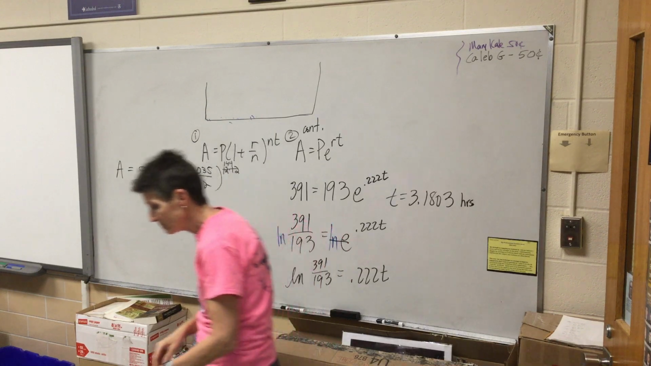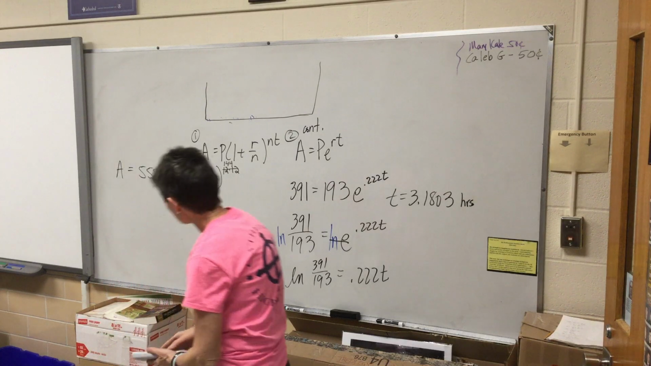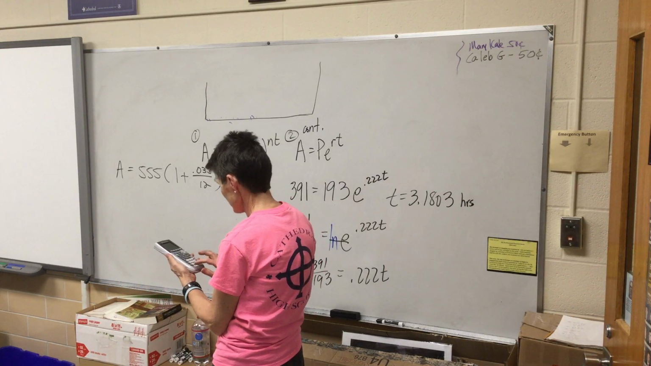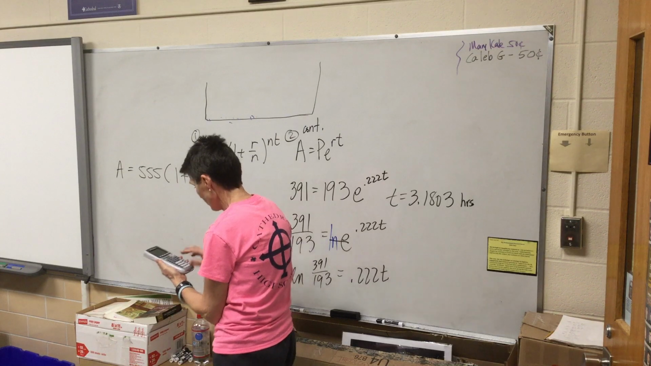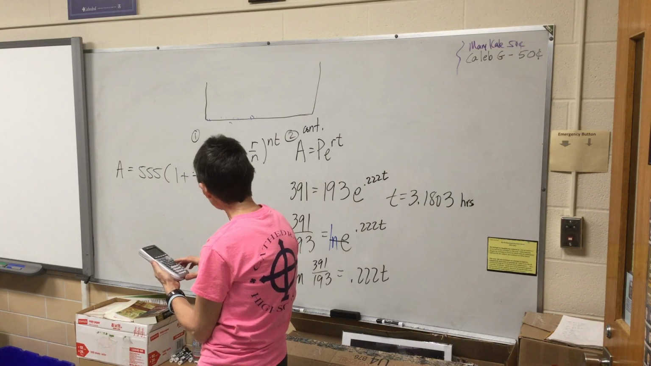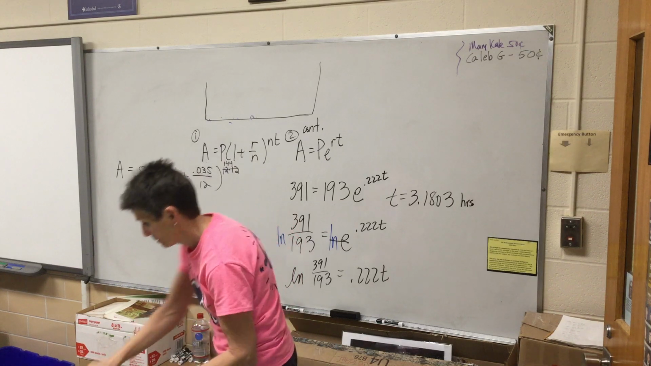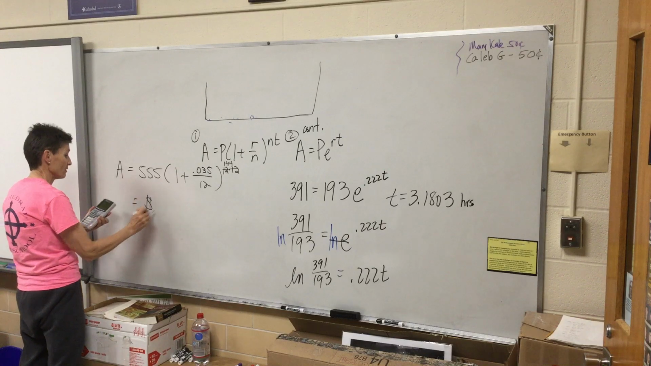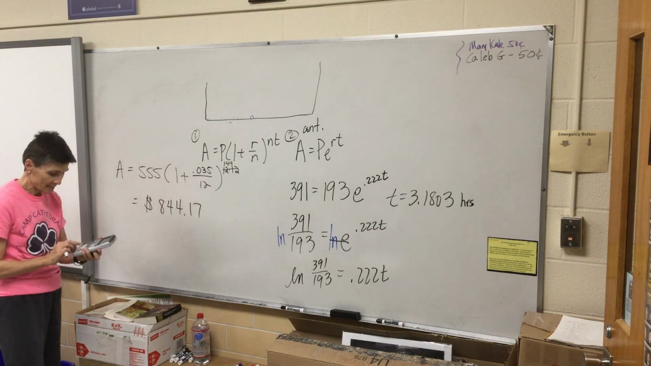Do I need logarithms? No, my friends, we just type it in. So 555 parentheses 1 plus 0.035 divided by 12. Don't forget to close those parentheses and then raise it to the 144th. This is a money problem, so make sure you're rounding off to the nearest cent. $844.17.